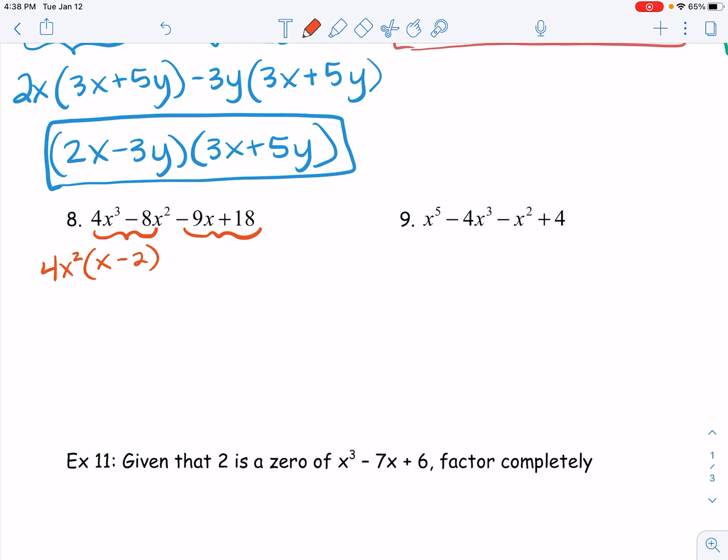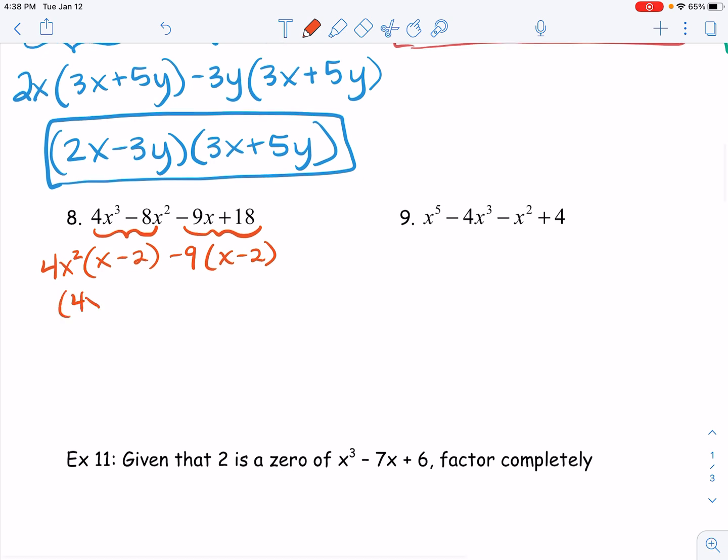The last 2 terms have a GCF of negative 9, leaving us with x minus 2. So now we have 4x squared minus 9 and x minus 2. Can I factor any of these factors any further? Yes. 4x squared minus 9 is the difference of squares.